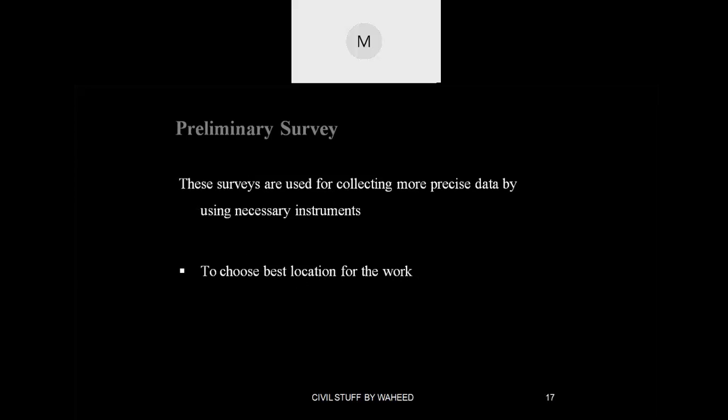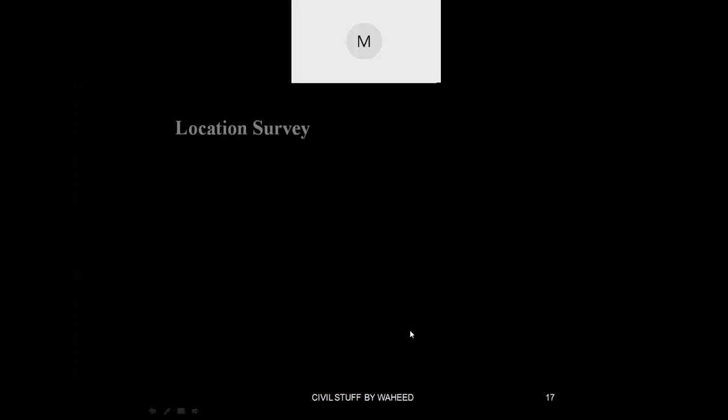The work site may be in the outskirts. To reach that site, you have to choose the best location for work flexibility. Next, to estimate the exact quantities and cost. In the reconnaissance survey, it is a rough cost estimate: this much may happen, approximately. But in a preliminary survey, we will get the exact quantities of material required and the cost.